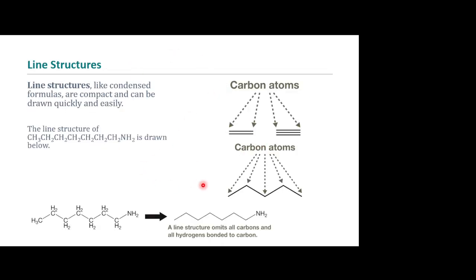This right here is going to be line angle structures. Sometimes just called line structures because people get lazy, which, fair enough. That's like half of chemistry. But line structures are going to be similar to condensed formulas. They're going to be compact and you can draw them quickly and easily.